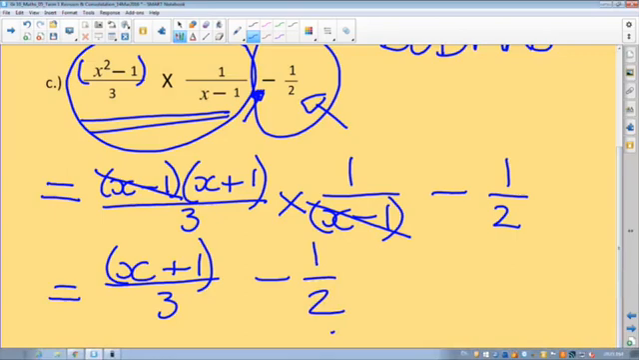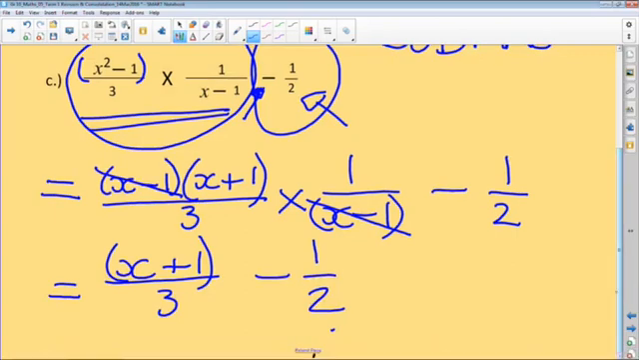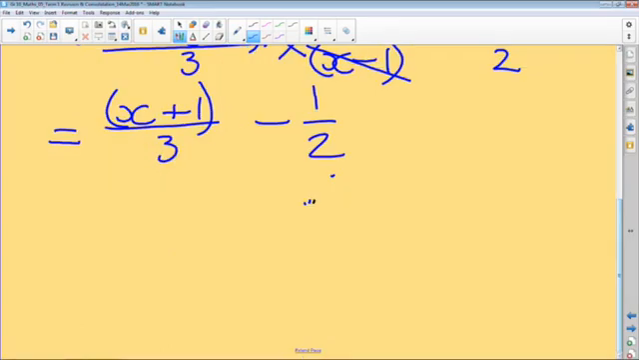Now, we are going to extend this page, and there we go. And we're going to subtract these. The problem is these denominators are not the same, and when we subtract fractions, we need them to be the same. So I'm going to change them to a lowest common denominator of 6.